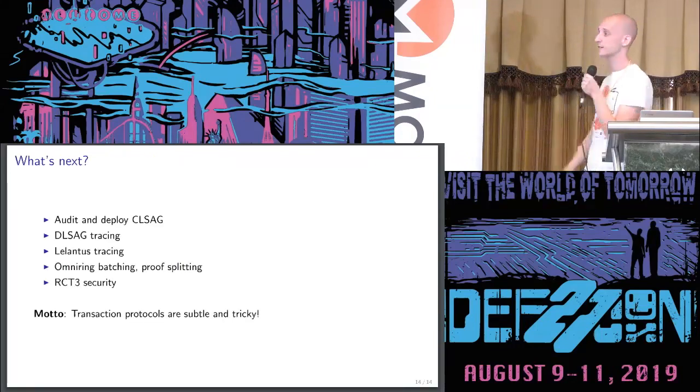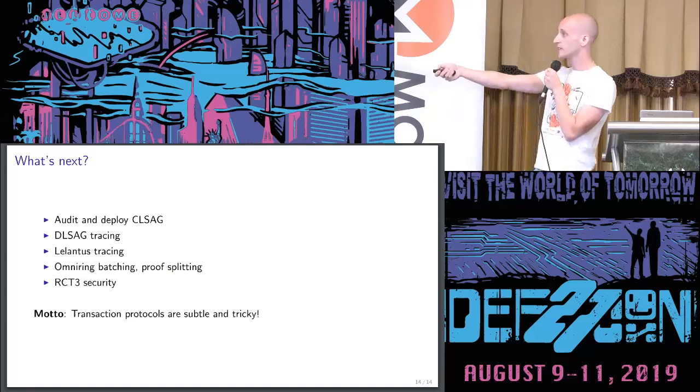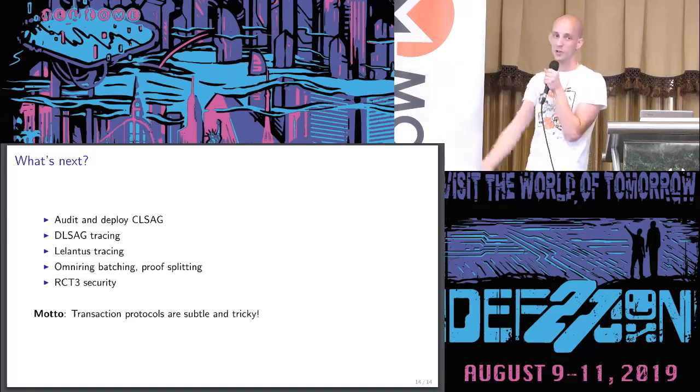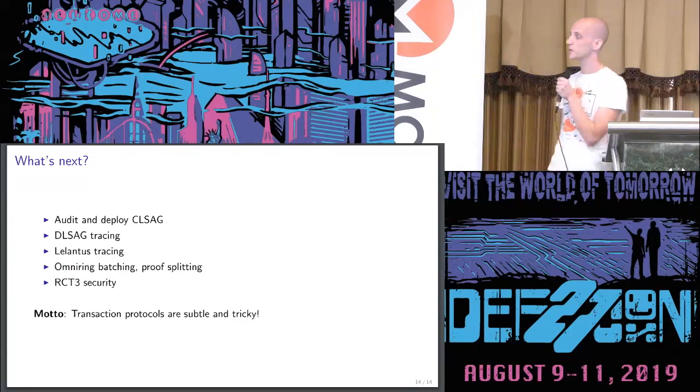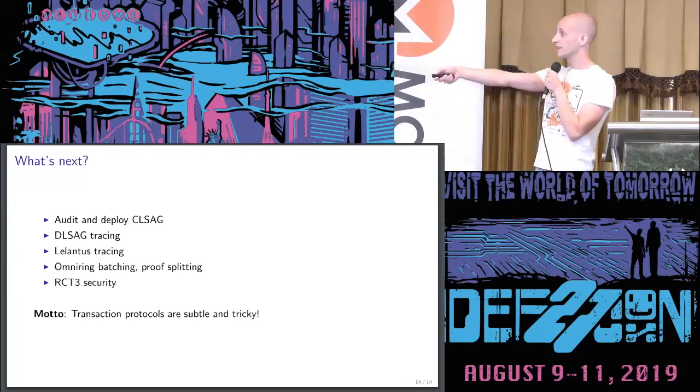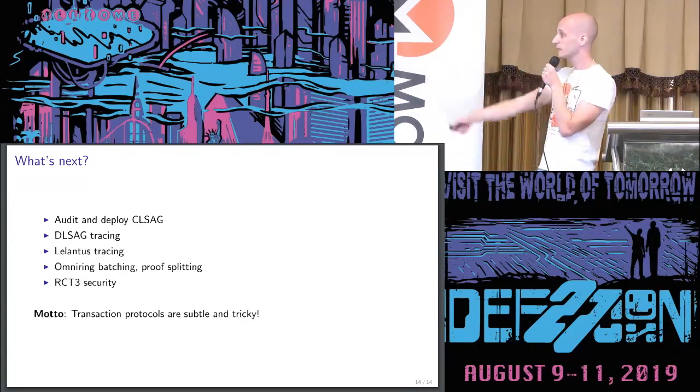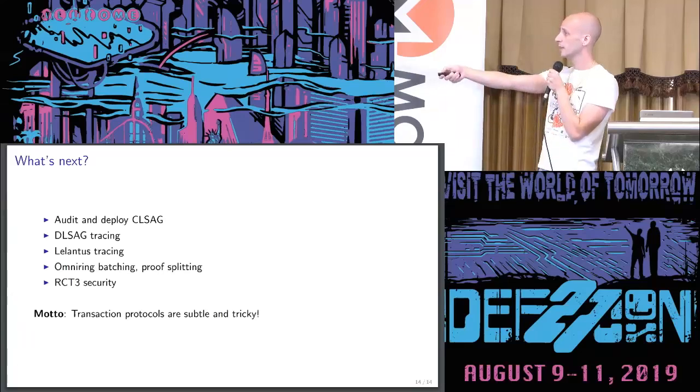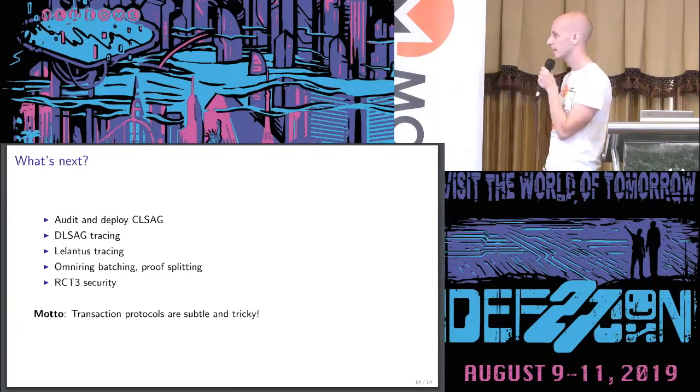So what is actually next? Well, we'd like to audit and deploy the CLSAG signature scheme, which will make transactions smaller and a little bit faster, which is great. Hopefully, we can also work on some of the DLSAG and Lelantus tracing issues. Remember, DLSAG could enable things like payment channels, which would be nice. Lelantus would allow for much larger anonymity set sizes.